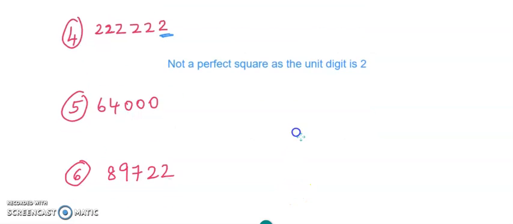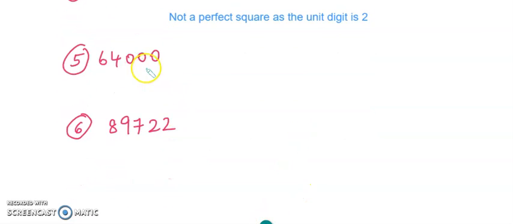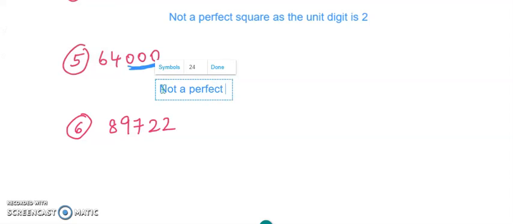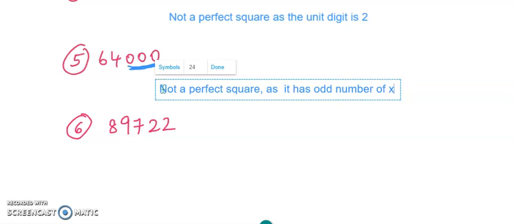Now the next one is a tricky one. The last digit is 0 and perfect squares can have 0. But how many zeros are there here? 3 zeros. And remember, any number with an odd number of zeros can never be a perfect square. So we say not a perfect square as it has an odd number of zeros in count.